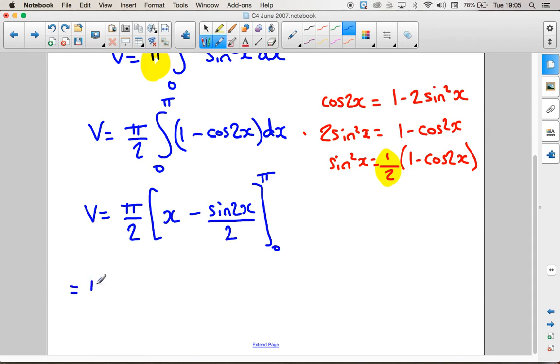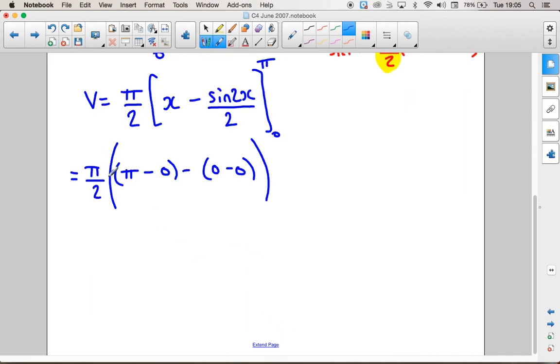So that's going to give us, keep that pi over 2 outside. Substituting in pi, we're going to get pi minus sine of 2 pi, and sine of 2 pi is 0. And substitute 0 in, we're going to get 0 minus sine of 0, which is also 0. So all we've got is pi squared over 2.